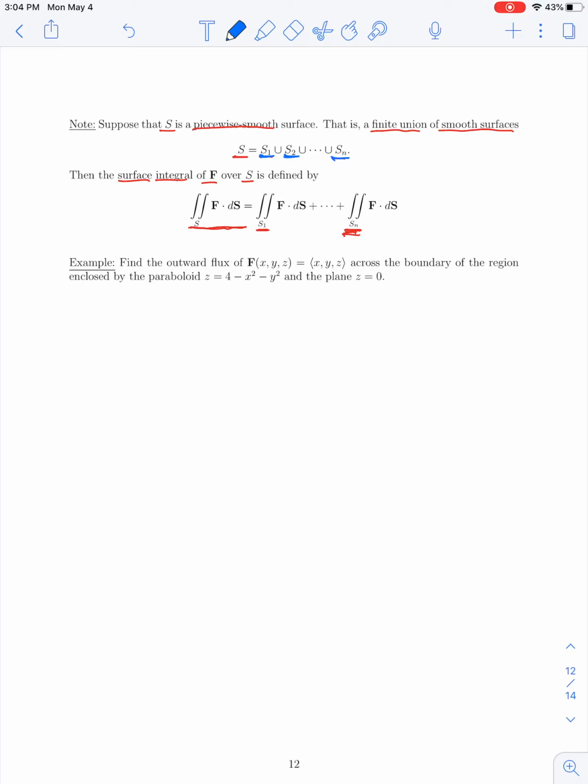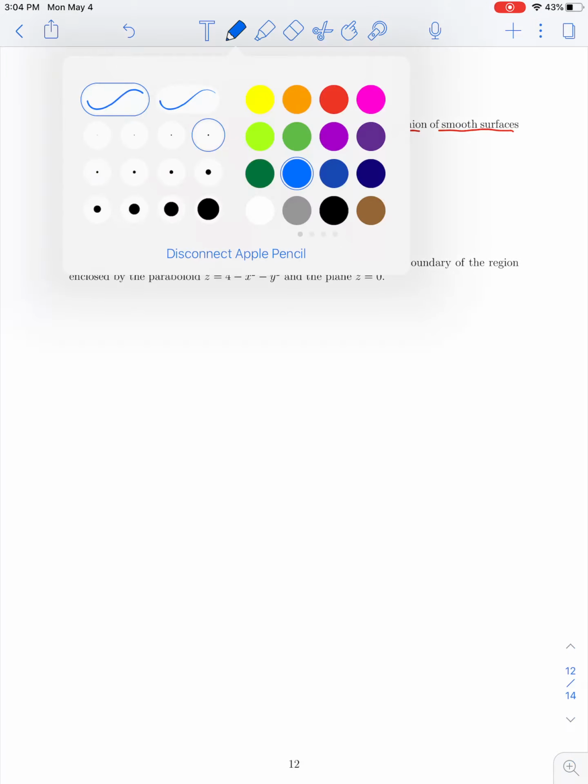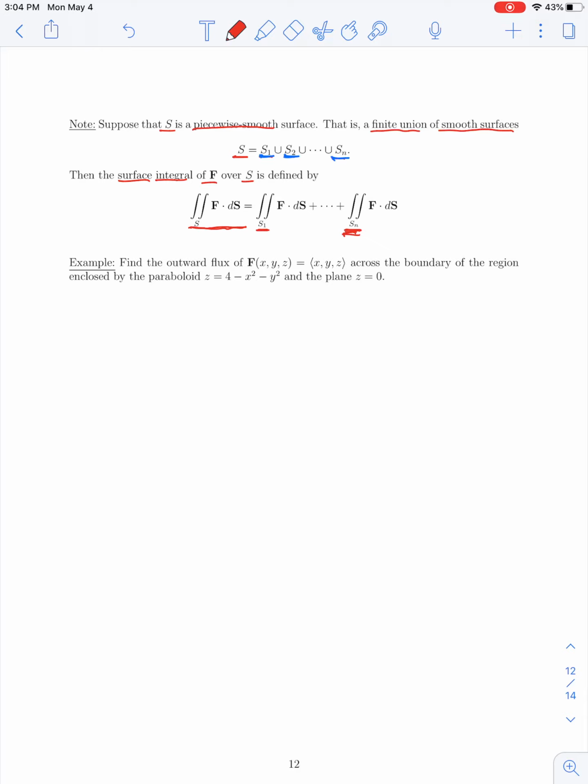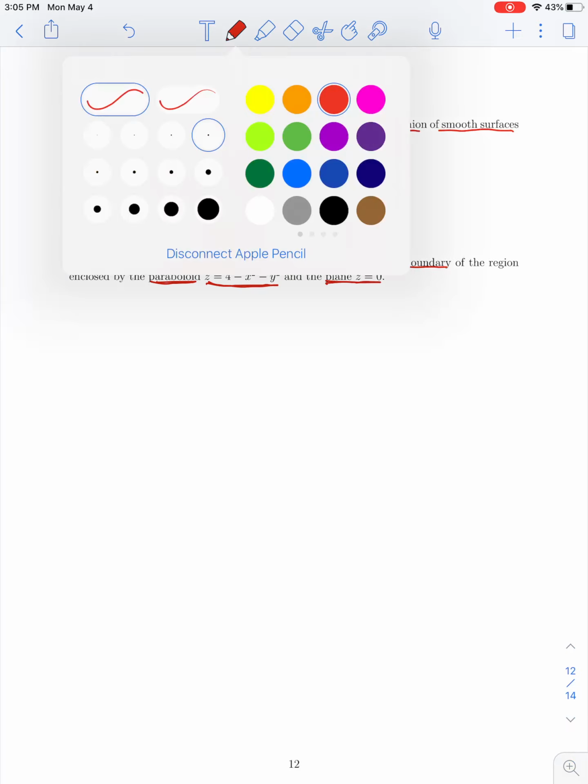So now that we have this extension of our flux integral to piecewise smooth surfaces, let's look at an example making use of this. So here we are asked for the outward flux of the vector field F, whose components are x, y, z, across the boundary of the region enclosed by the paraboloid z equals 4 minus x squared minus y squared, a downward opening paraboloid with vertex at (0, 0, 4), and the plane z equals 0, that is the xy plane. So let's think about sketching our surface here.